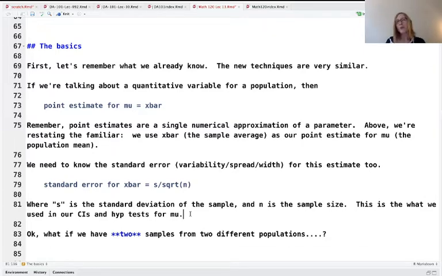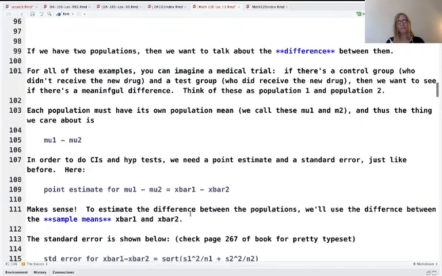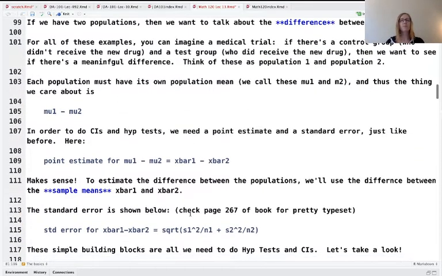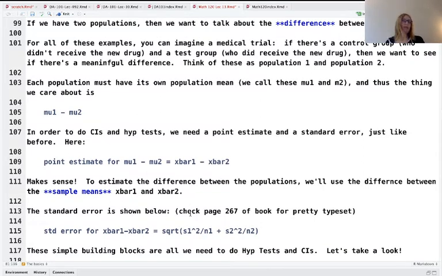Let's talk about the new one for two populations with two means. What happens there? If we've got two different populations, and we take a sample from each one, so we've got two different samples, then the thing that we want to think about is the difference between them. And maybe to keep this rooted in your mind, I think a really easy example is something like a medical trial. Like, imagine if there's a new pill or a new drug or something.